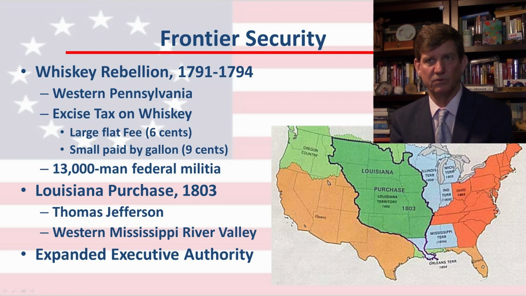So in these three examples, the frontier provided an opportunity to limit federal authority. The United States could have limited federal authority over Native American tribes. The United States could have limited federal authority over taxing frontier settlements. The United States could have limited federal authority when it came to things like expanding out west. But in each case, the United States expanded the power of the federal government in the early republic. It expanded the power of the federal government to meet the challenges of the frontier and to provide frontier security.